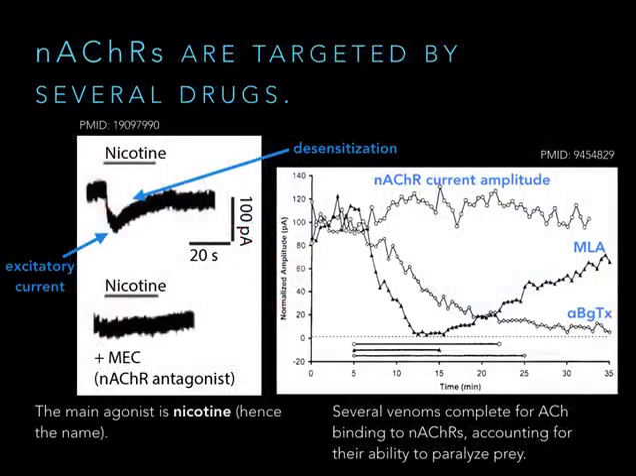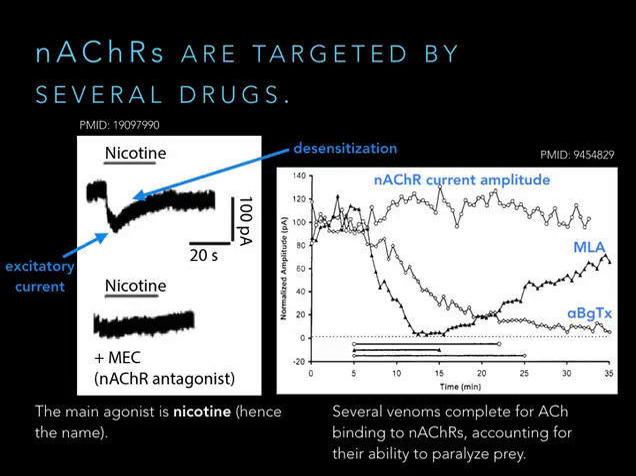There are a few drugs that act on nicotinic acetylcholine receptors. Principal among them would be nicotine. That's where it gets its name. Nicotine is an agonist for the nicotinic acetylcholine receptors. If you were to apply nicotine and record, you'd find that you get an excitatory current in response to nicotine. It, of course, quickly desensitizes, as most all receptors do, and you can block it.